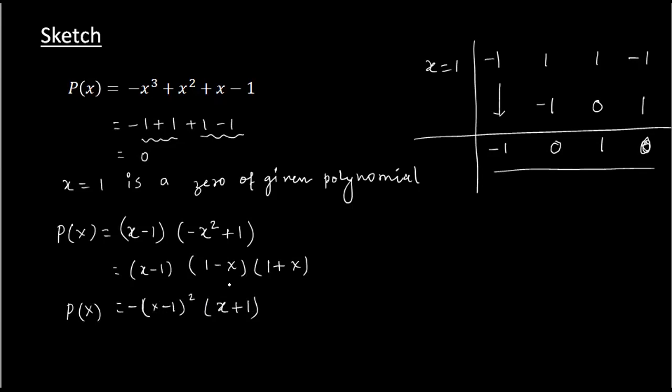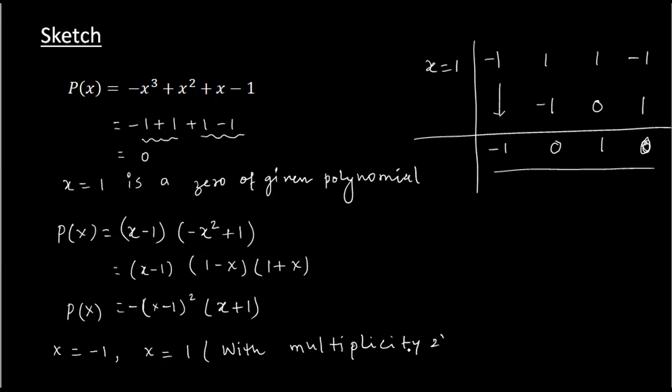Now all zeros of the given polynomial are x equal to -1 and x equal to 1. We can write 1, 1 or 1 with multiplicity 2. So basically we are able to find all zeros of the given polynomial.